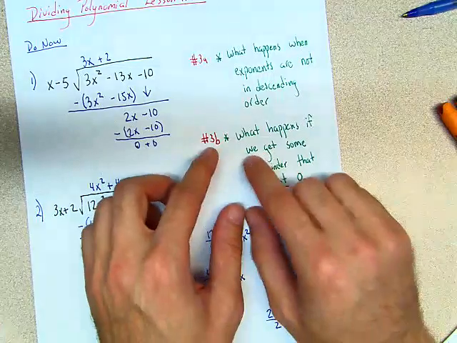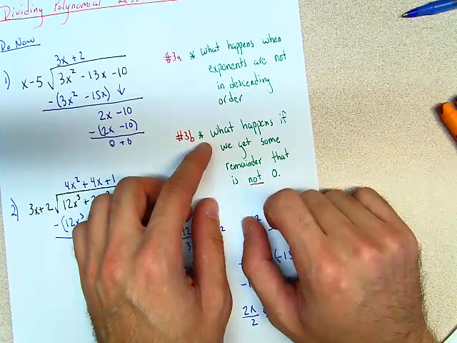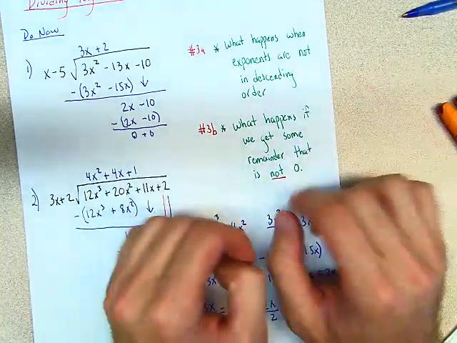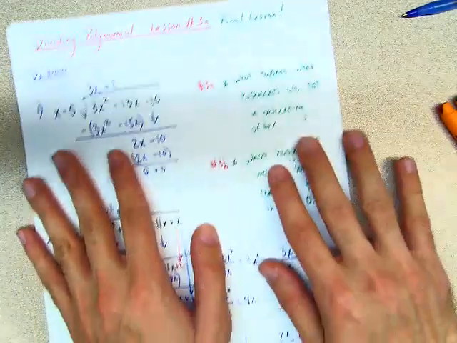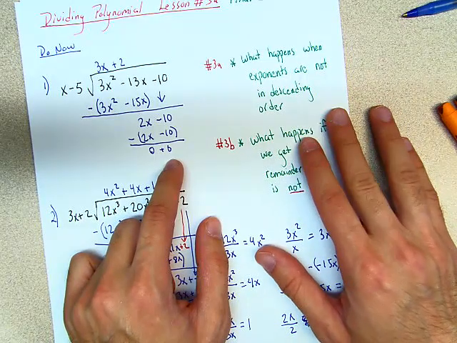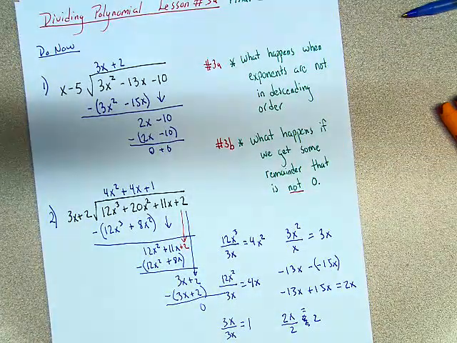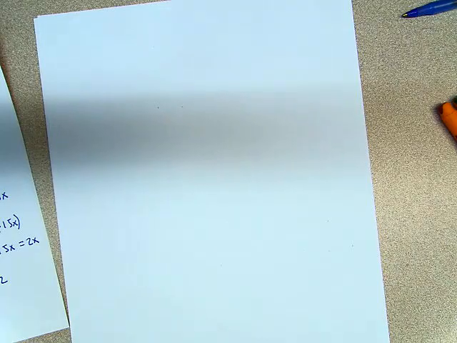So now for video 3b, what happens if we get some remainder that is not 0? Honestly, this will be the easiest thing. You'll just see it and then that's it. And then we're done with the lesson on dividing polynomials, okay? Every example we've done in class, we got 0 as the final answer, right? Even for this one, right? We got 0. But one thing you have to understand is, what does that 0 mean? We kind of talked about it in class, and let me clarify something.